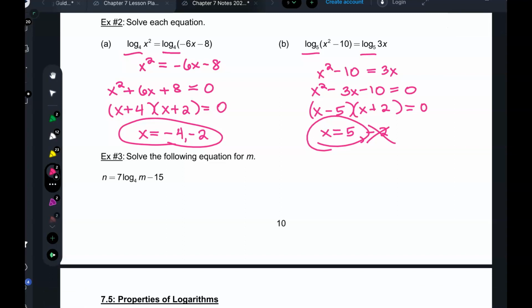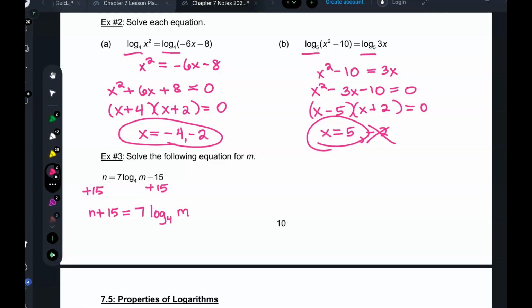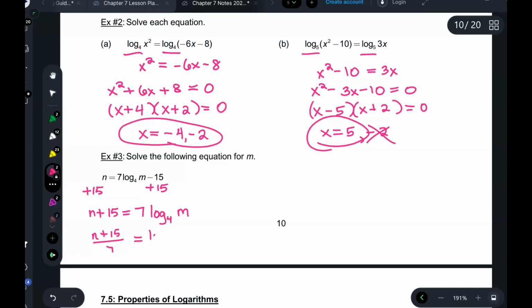Last one, solve the equation for m. Okay, so here's what we're going to do. We're going to treat this kind of like just a regular algebra problem. I'm going to add 15 to both sides. So I have n plus 15 equals 7 log base 4 of m. So my goal is to isolate m. Okay, divide both sides by 7. So I'll have n plus 15 over 7 equals log base 4 of m.